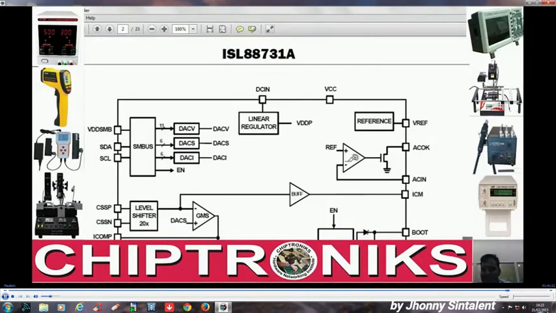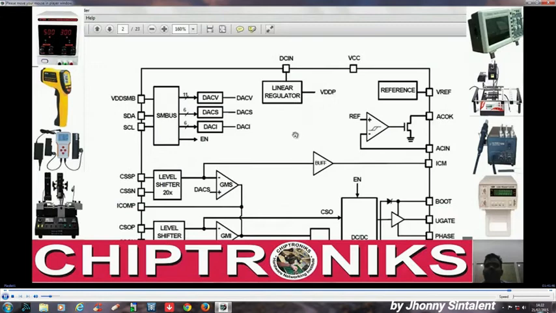And after it gets AC in, it will generate ACOK. If the adapter is present, this ACOK would be a high value. If the adapter is not present, ACOK would be a low value. Similarly, we discussed in Maxim 8725. So these are DC in, AC in, and ACOK.